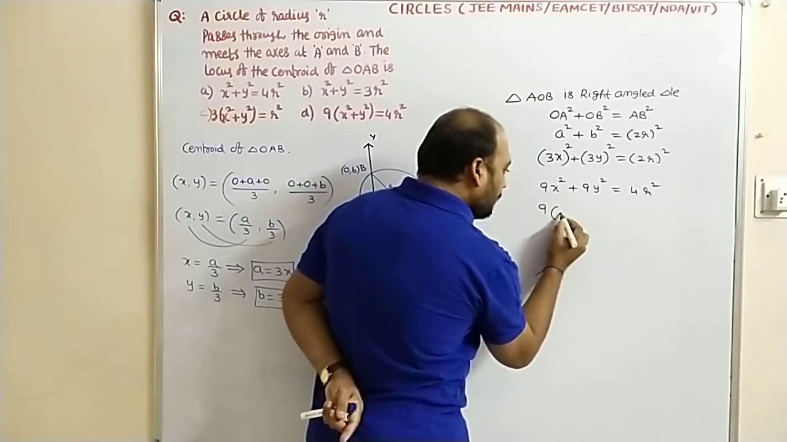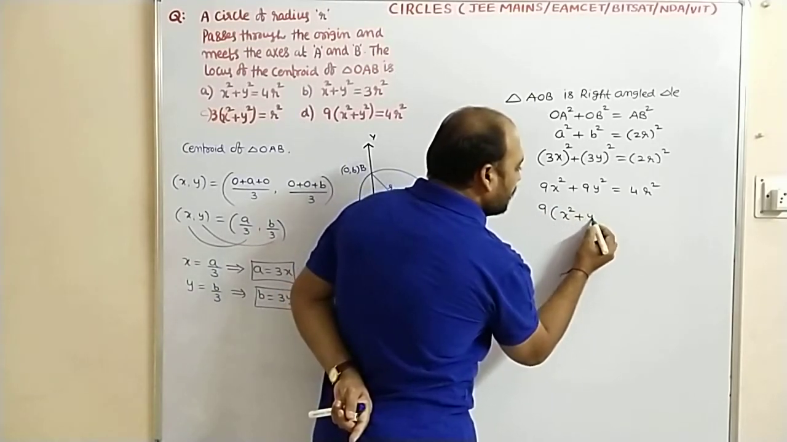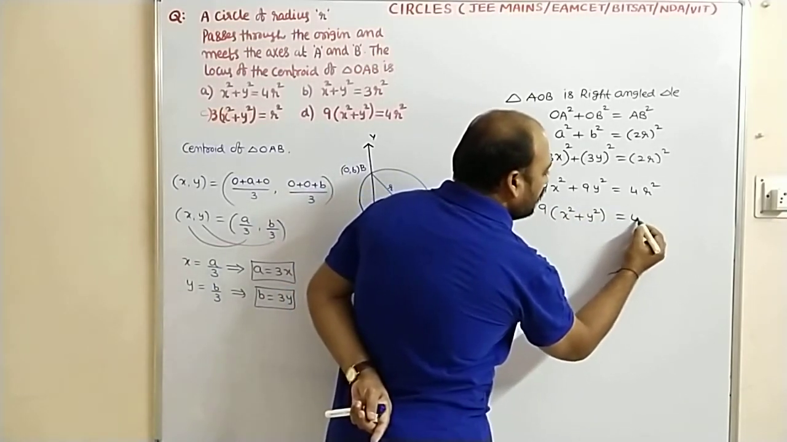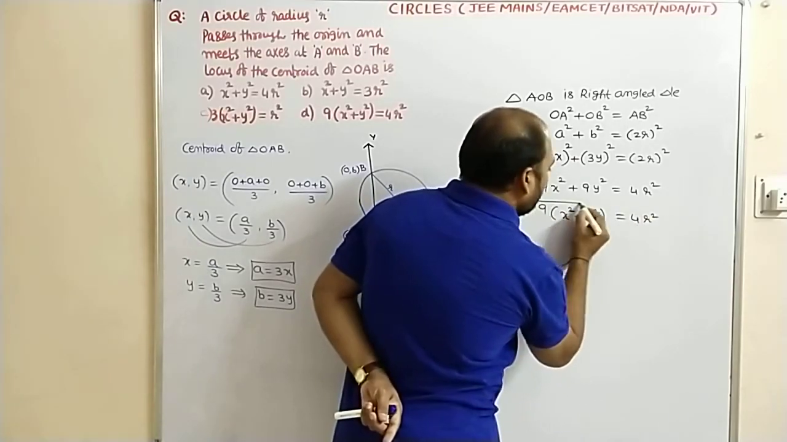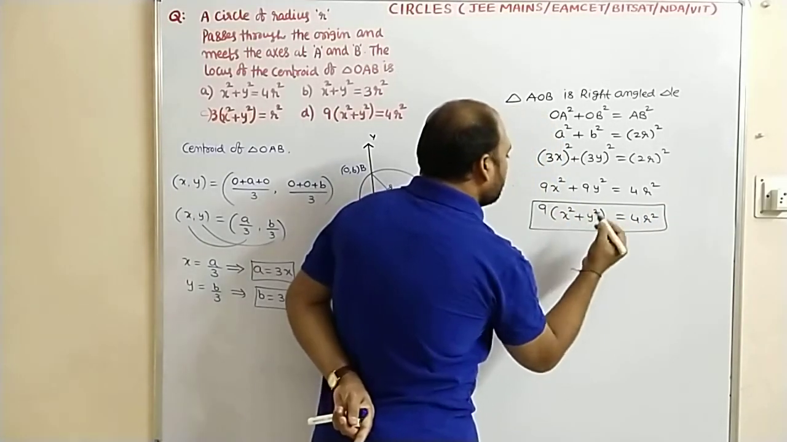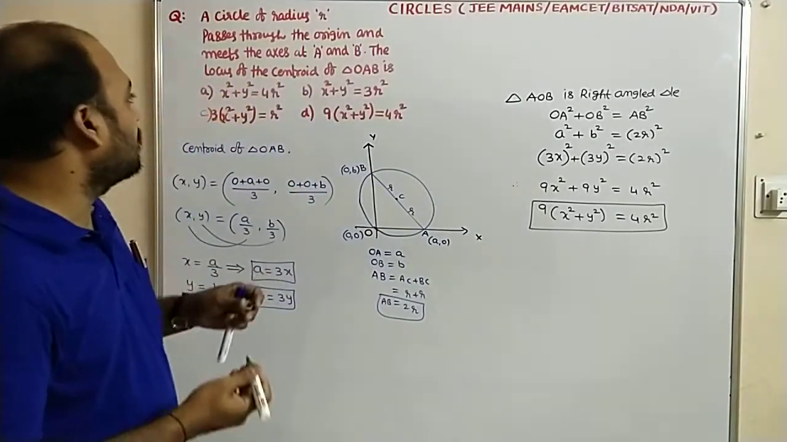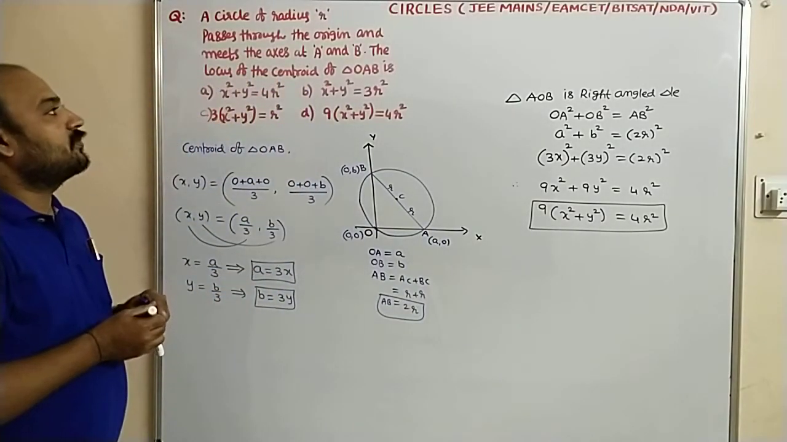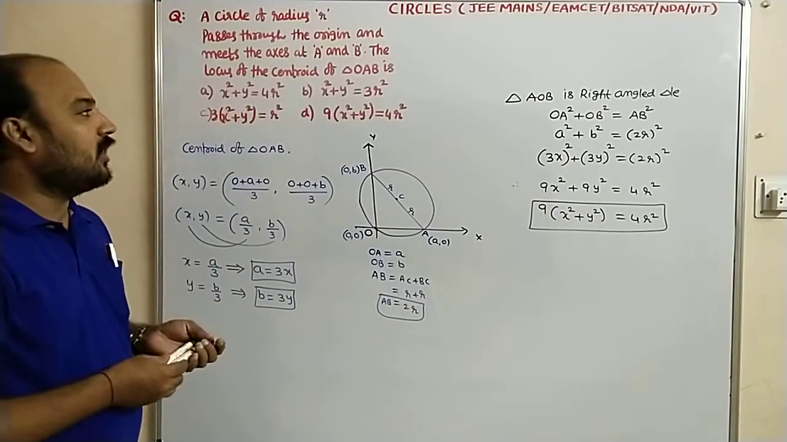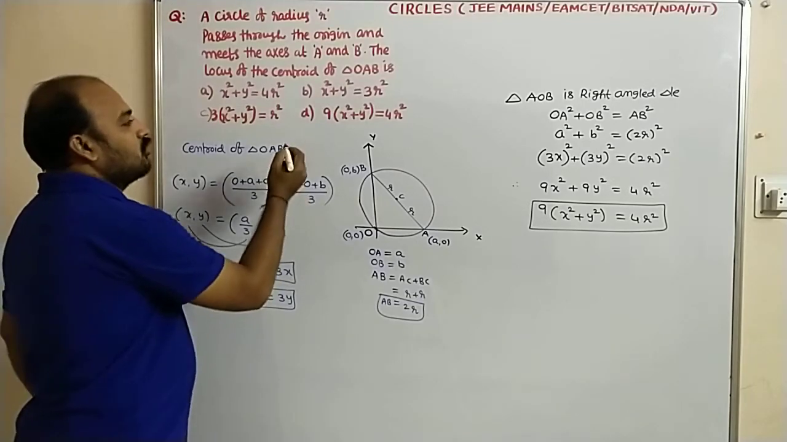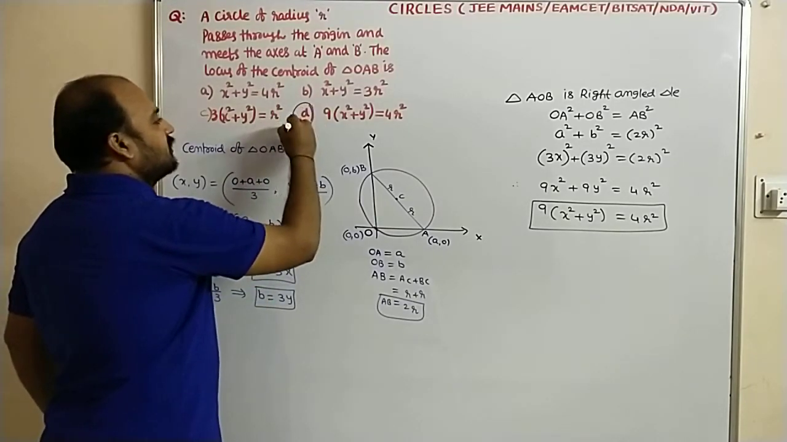Taking 9 common, 9 into x square plus y square is equal to 4r square, which is the required locus of the centroid of triangle AOB, which is there in the fourth option. D option it is.